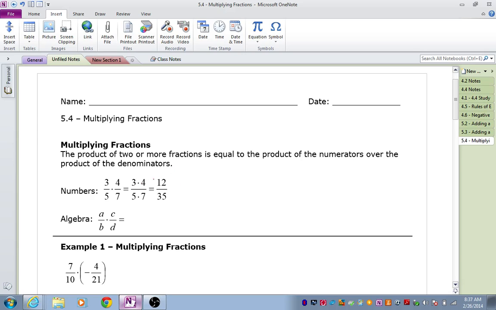That means we're going to multiply our numerators together and multiply our denominators together. So 3/5 times 4/7 means we're going to do 3 times 4 on top, 5 times 7 on the bottom, and we get 12 over 35. In algebra, that would mean we're going to do A times C, or just AC, and then B times D, which is just BD.